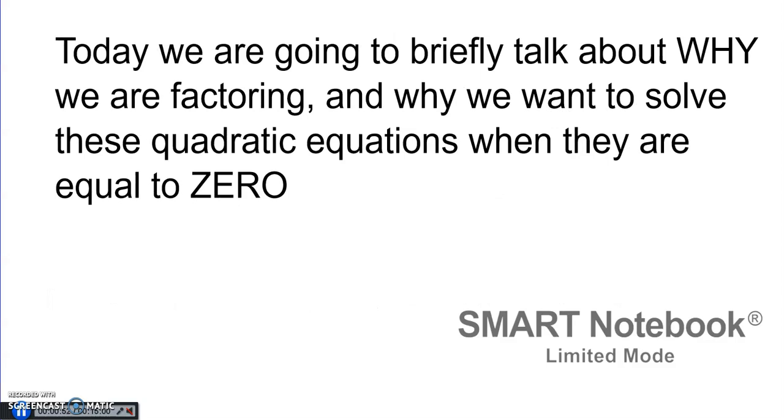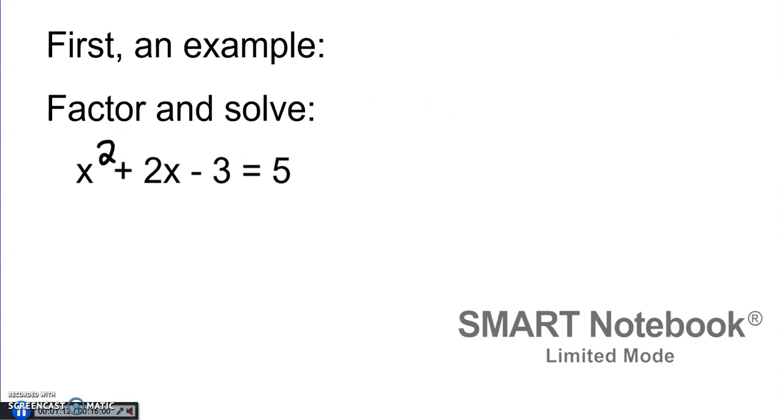So today we're going to briefly talk about why we're factoring and why we want to solve these quadratic equations when they are equal to zero, not equal to 5 or 10, because 10 has a zero. We're looking for when these equations are equal to zero. And let's talk about an example for it. So let's do an example.